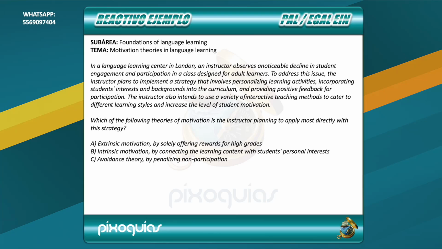Which of the following theories of motivation is the instructor planning to apply most directly with this strategy? Option A. Extrinsic motivation by solely offering rewards for high grades. Option B. Intrinsic motivation by connecting the learning content with students' personal interests. Option C. Avoidance theory by penalizing non-participation. Option D. Competition-based motivation by encouraging rivalry among students. The correct answer here is B.